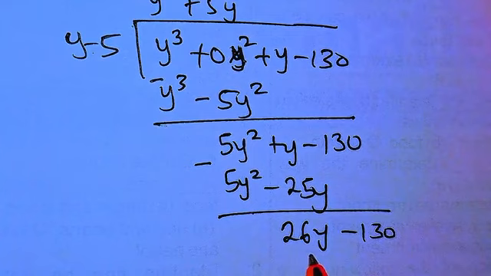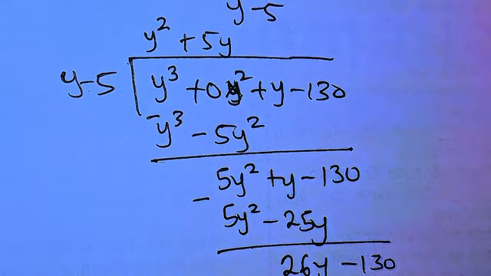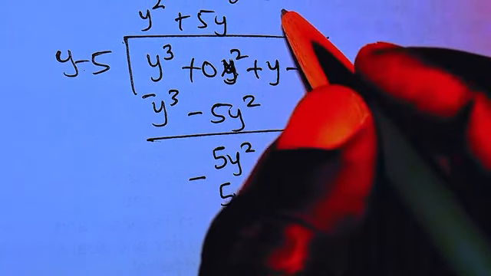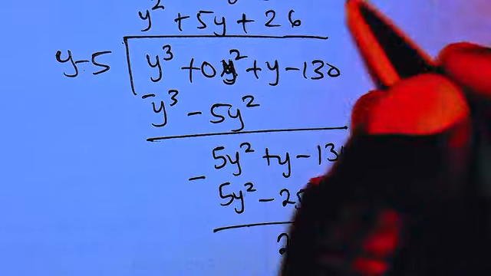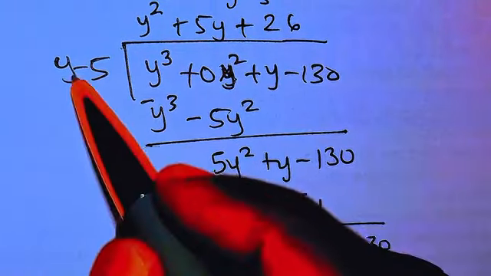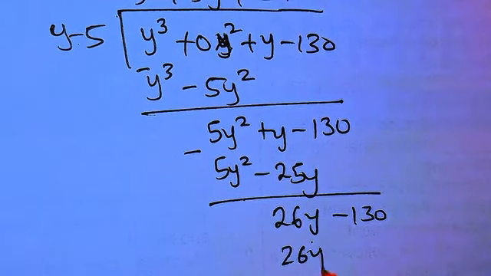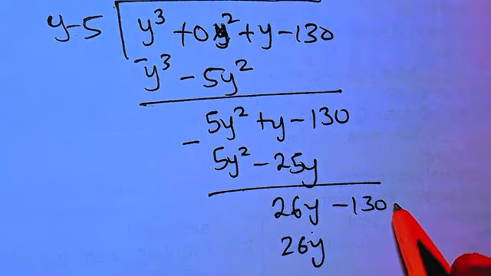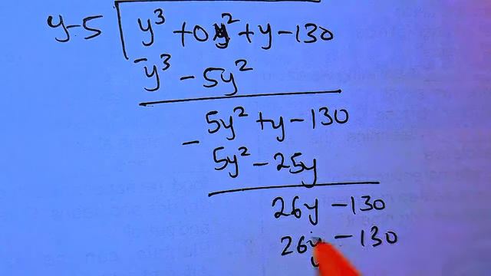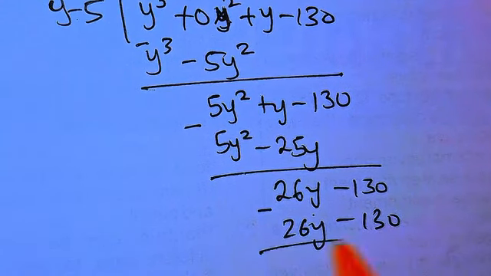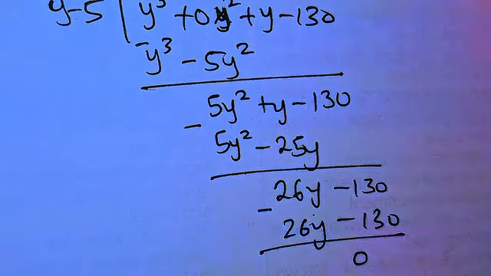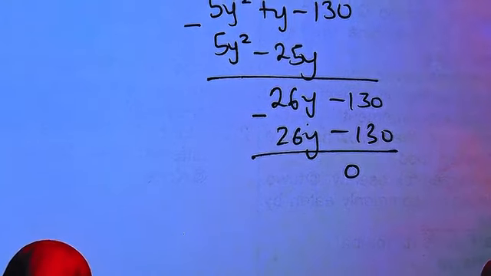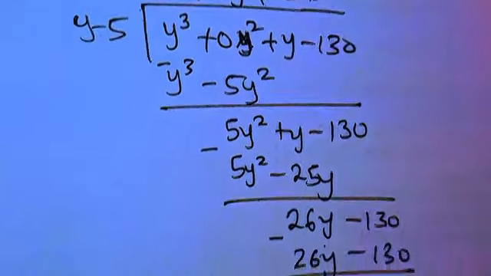So now y in y here, we're going to see we have plus 26. So 26 times y, you're going to have 26y. Then 26 times minus 5, that's going to give us minus 130. So when you take away this, everything will give us 0. Are you following?